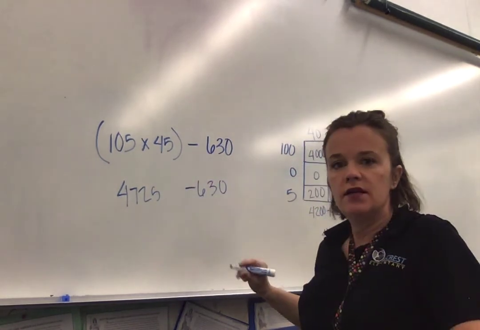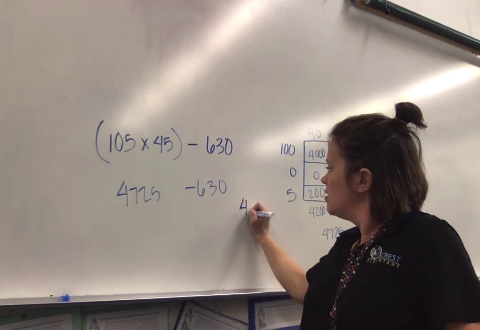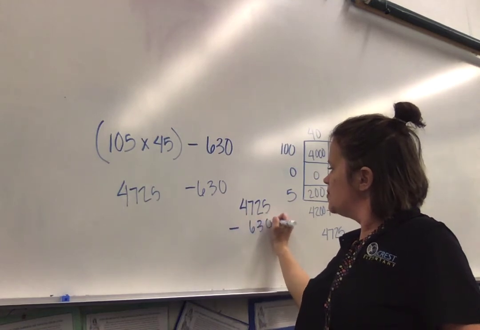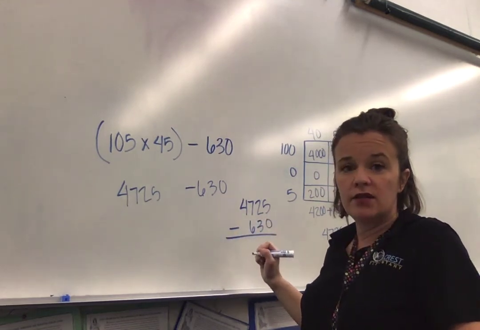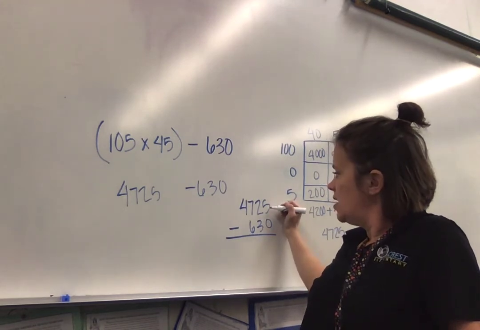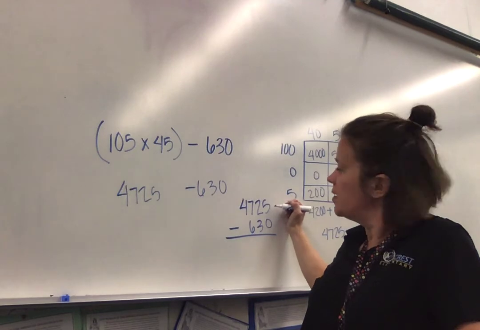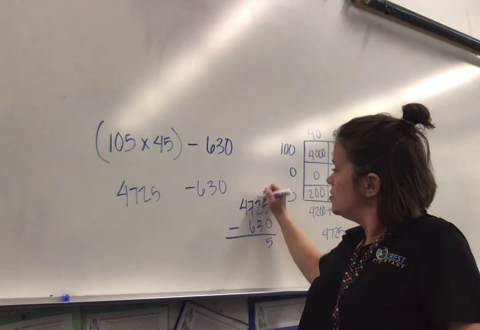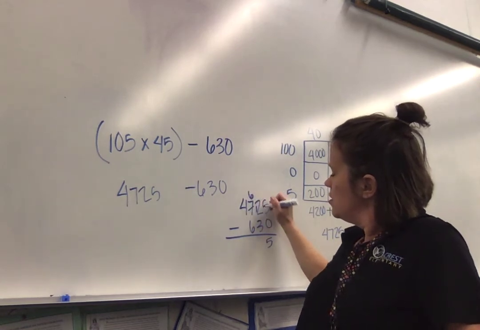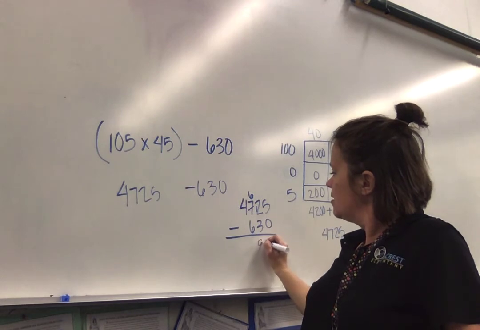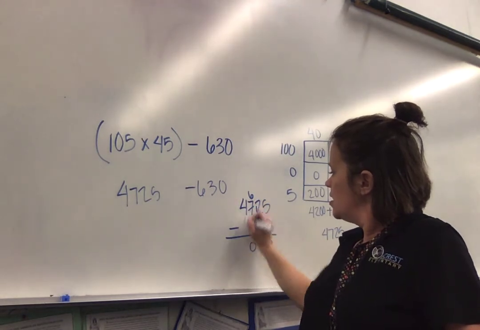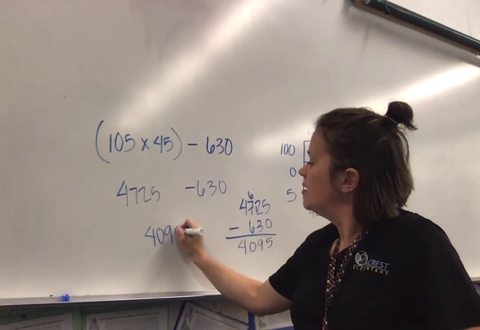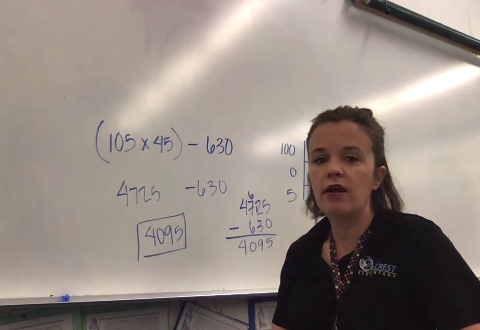630. Okay, so let's do that part. I'm going to subtract out those special permit parking places because I can't park there unless I have the parking spot, and they want to know how many don't require the special permit. So 5 subtract 0 is 5. 2 subtract 3 is not possible, so I have to regroup. So 12 subtract 3 is 9, 0, and 4. So that means there's 4,095 parking spots that don't require a permit.